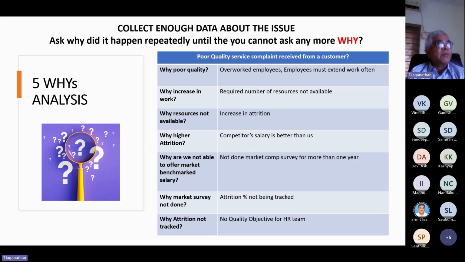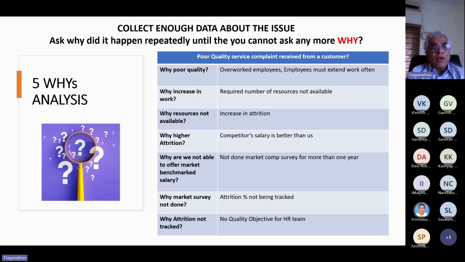Immediately don't jump to some conclusion, like some guy who has done it is not good, or the service manager is doing a poor job, he is not paying attention, so he has to be sacked. These are all premature actions. That is what root cause analysis says. Don't do that. Ask 5 whys.